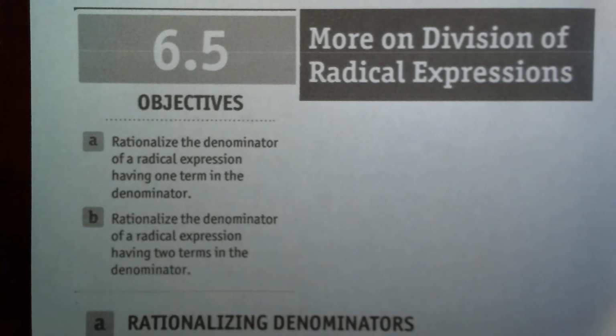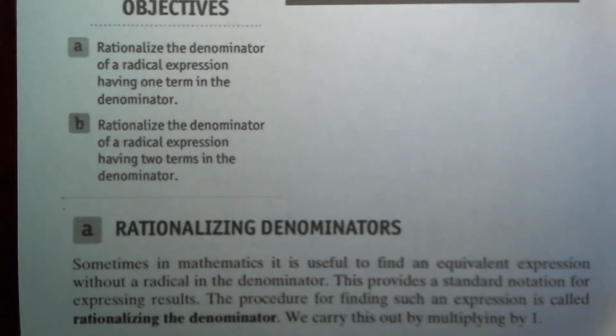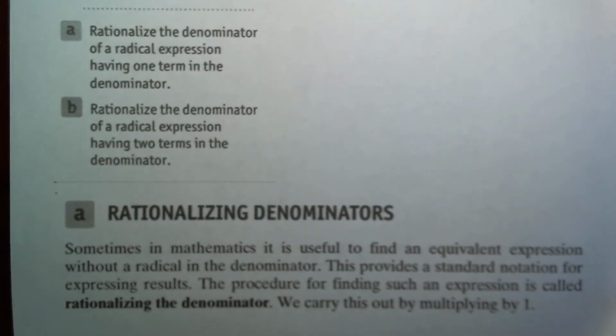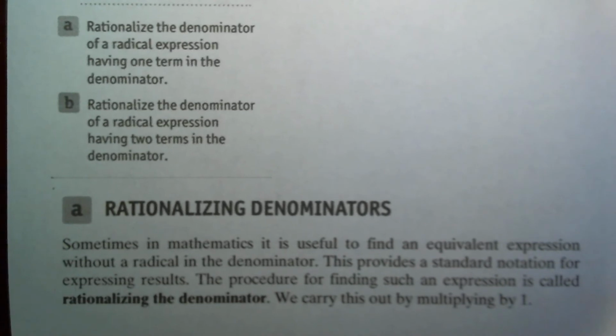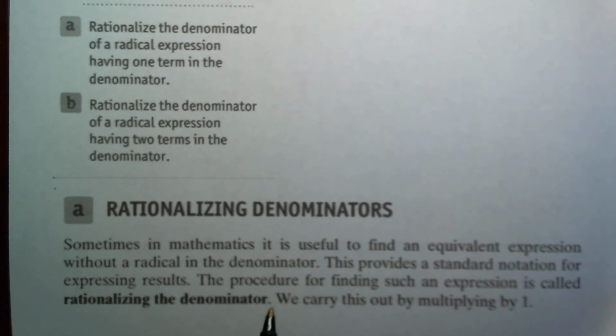So we begin with having one term in the denominator. And so here's the definition and the procedure of rationalizing denominators. It's quite useful in mathematics to find an equivalent expression without a radical in the denominator. This provides a standard notation for expressing results. And the procedure for finding such an expression is called rationalizing the denominator.